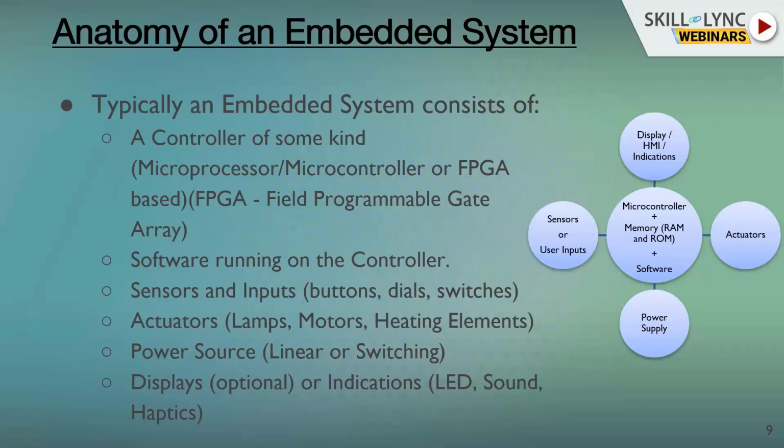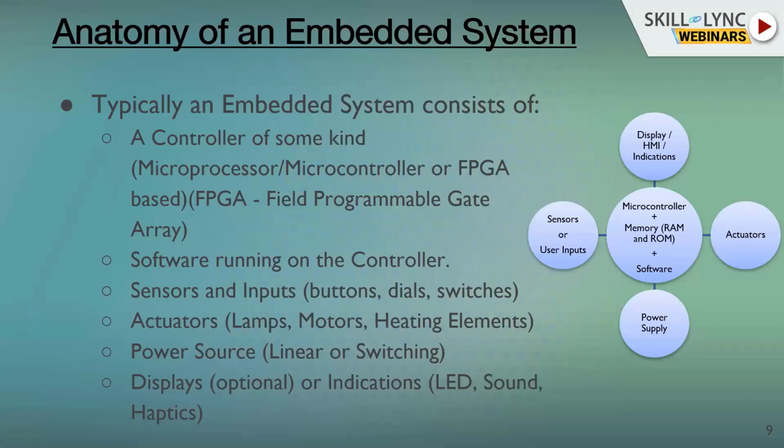So the first part is the controller. Then the most important part next is the sensors or the user inputs. So what kind of user inputs can you have? So you can have buttons, dials, switches, sensors for different physical quantities.